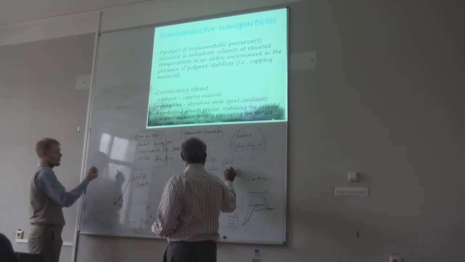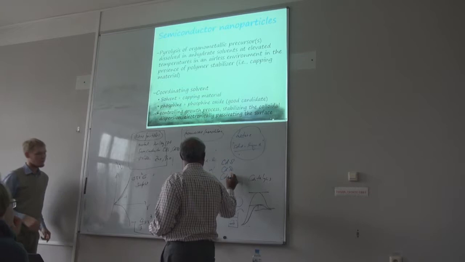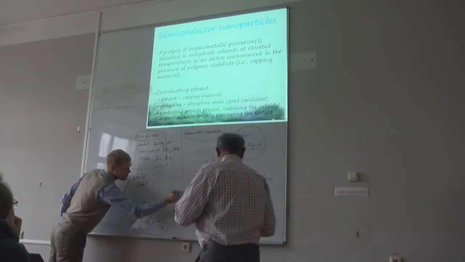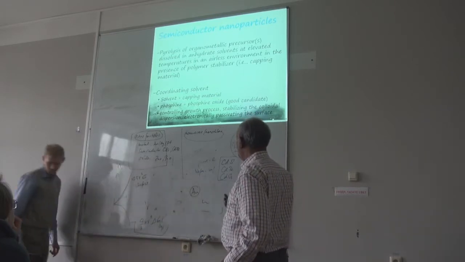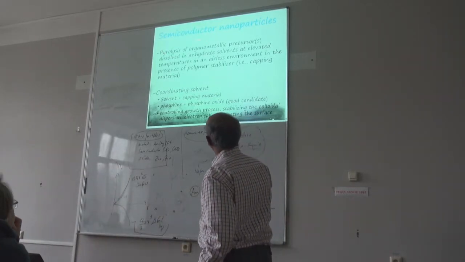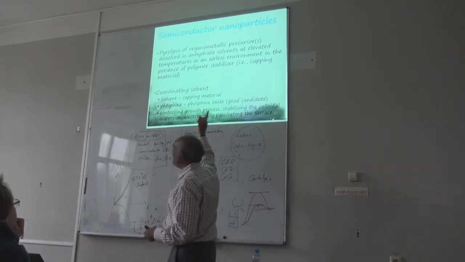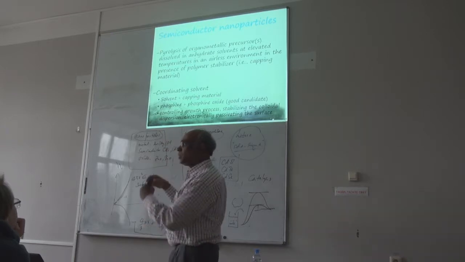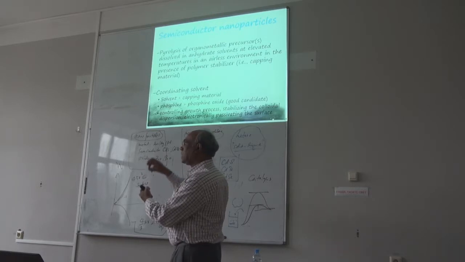Cadmium sulfide, cadmium telluride, cadmium selenide, these kinds of nanoparticles we can easily make the same way, but you have to use some kind of organometallic precursor. For example, is everybody familiar with organometallic precursors? That means you have the metal with some organic compound, right?